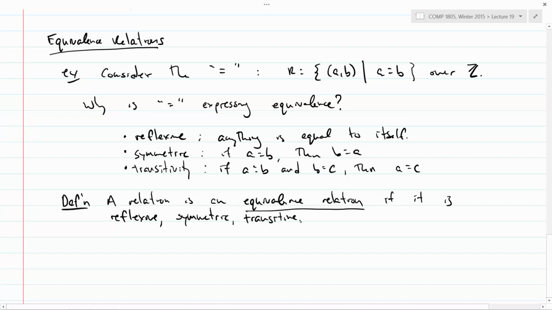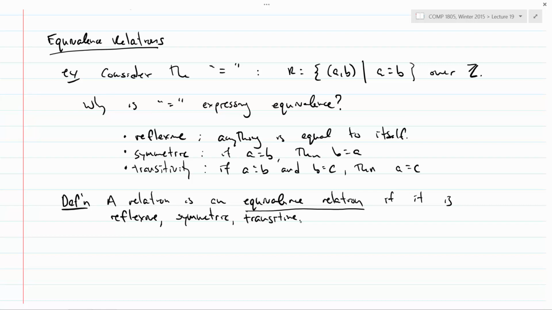So if I ask you to prove that something is an equivalence relation, what I'm really asking you to do is prove that it's reflexive, symmetric, and transitive. And we already know how to do that. That's a definition. So if it's reflexive, symmetric, and transitive, it's an equivalence relation, and vice versa. So definitions are always if and only if. Other questions?